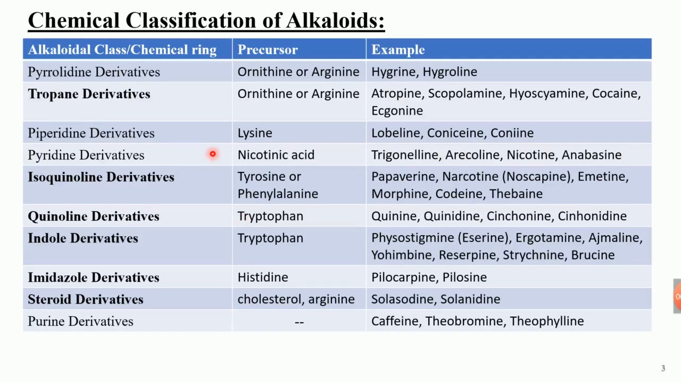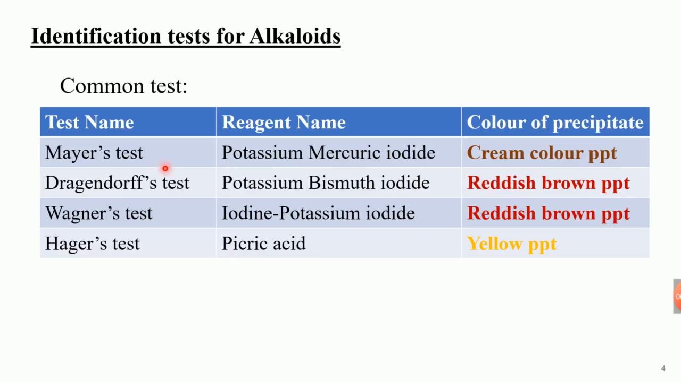So you need not remember all the classes here, but those which are in bold, you have to remember those classes only, because they are very important. You should remember the name, precursor, and example of that class. Next is identification tests for alkaloids.